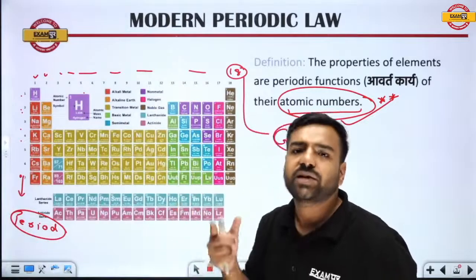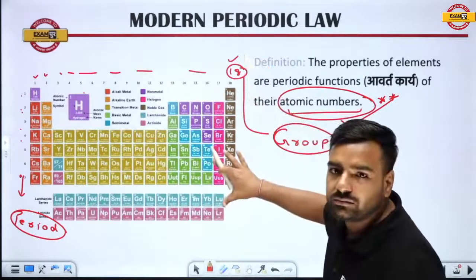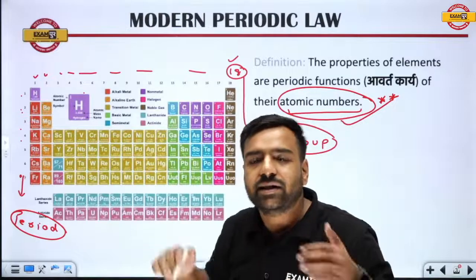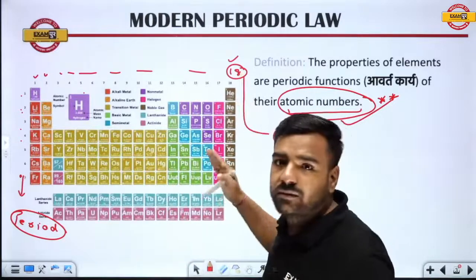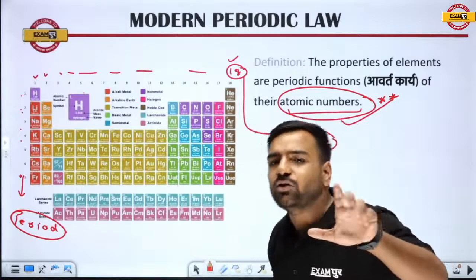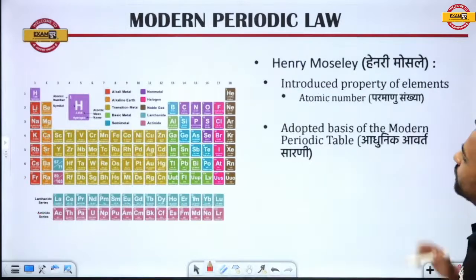For example, just for example's sake right now, this 18th group is known as noble gases. All these are part of the noble gases. Now why are they noble? I'll be telling you about it. So let's move forward now.